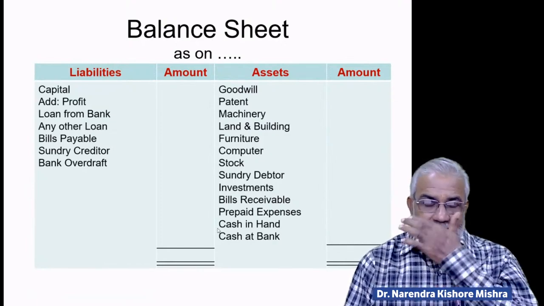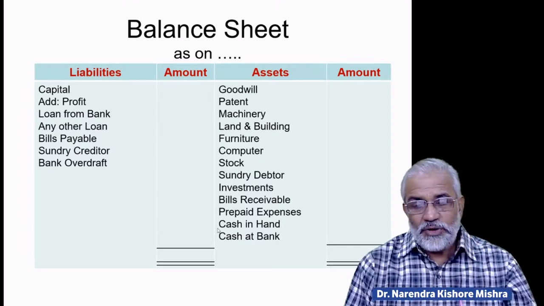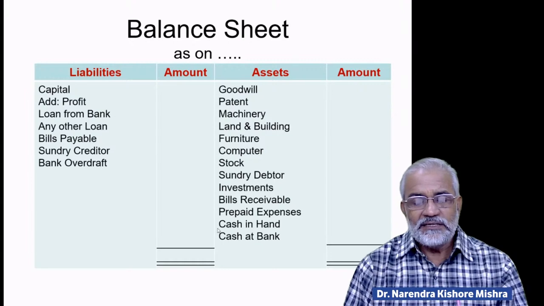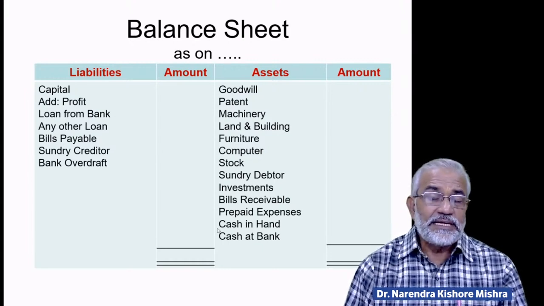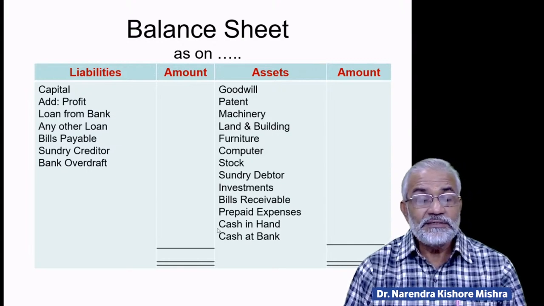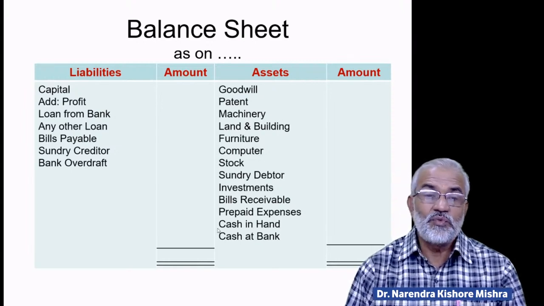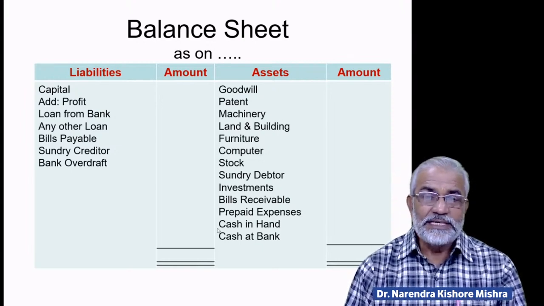In the balance sheet, the liabilities are incorporated on the left hand side, and the assets are placed on the right hand side of the balance sheet. And as a mathematical truism, the summation of the liability side must tally with the summation of the asset side. That means all assets must be equal to all liabilities.